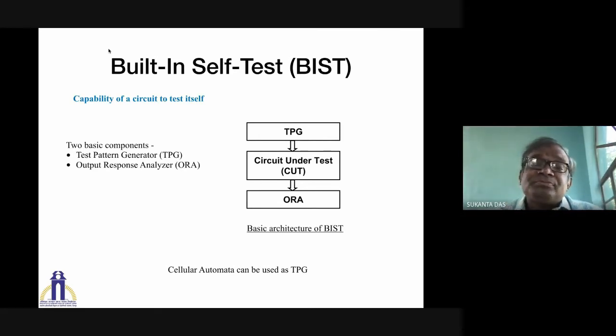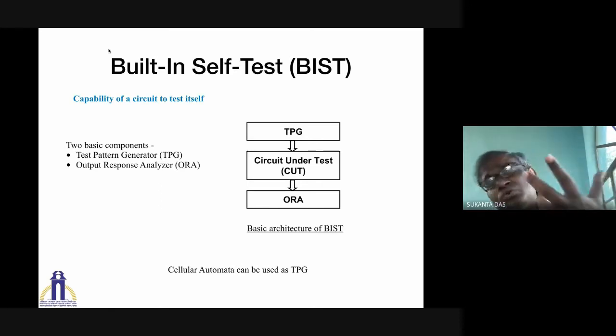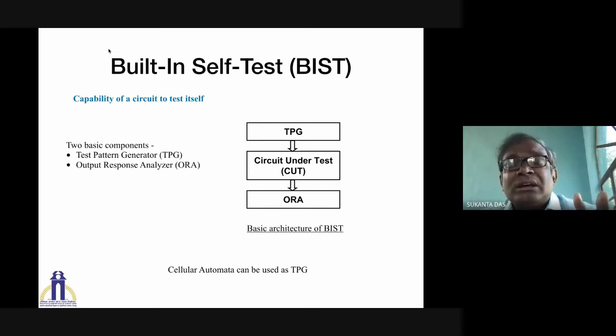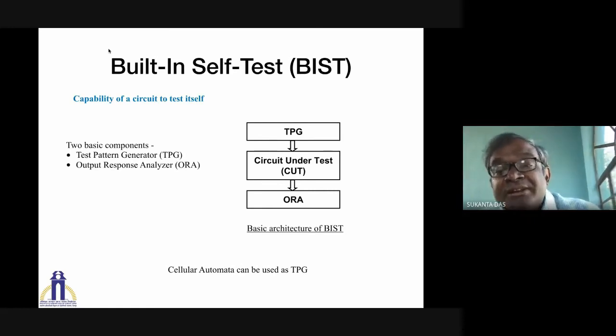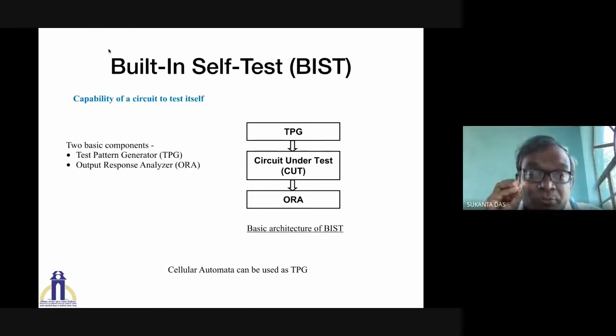So this is the basic architecture of BIST. TPG generates the patterns, the input to the circuit, and then it gets some output, which is analyzed by ORA. Here, both the components, TPG and ORA, are important. Cellular automata are actually used to generate test patterns. So cellular automata are used as test pattern generators, but not ORA. For ORA, there is some different circuitry. We shall not discuss ORA.